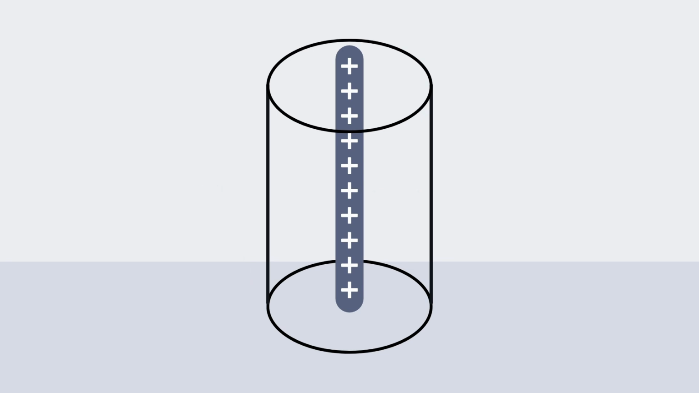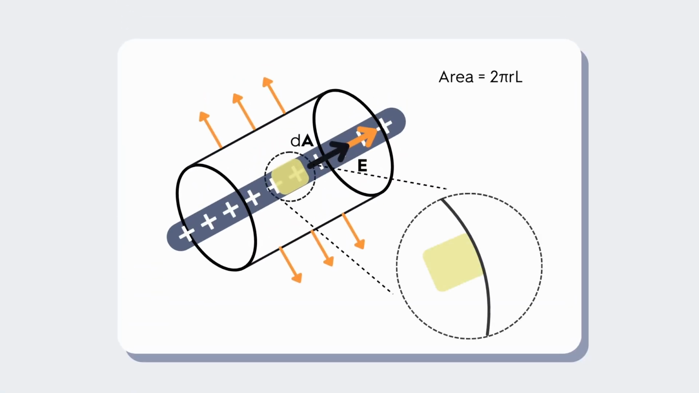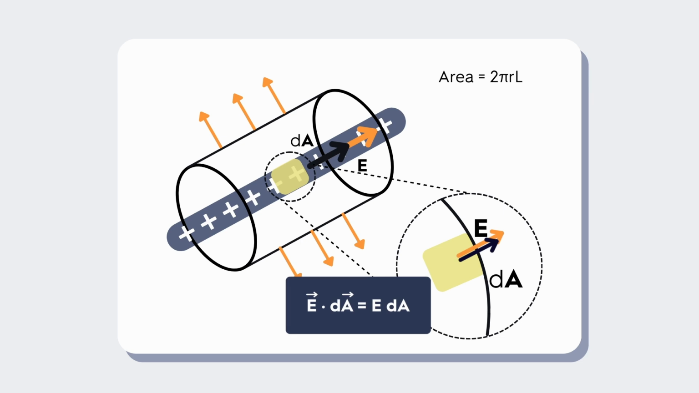On the curved side of that cylinder, the electric field is radial and has the same magnitude everywhere, because every point is the same distance r from the wire. The field is radial and the area vector points radial too. So E is parallel to dA. That makes E dot dA equal to E times dA. And the flux through the curved side is E times the area, 2 pi rL.